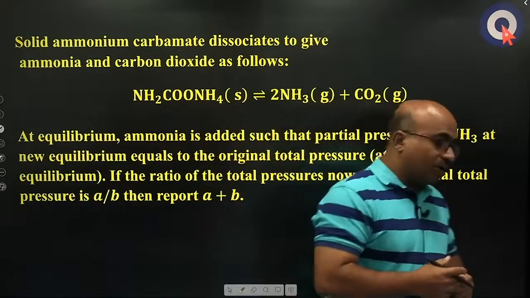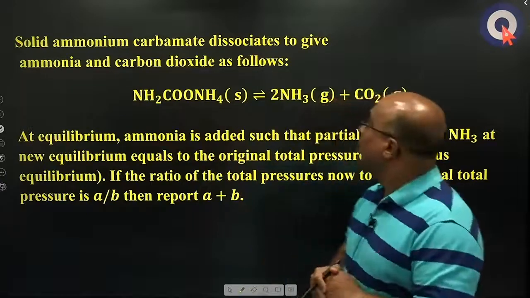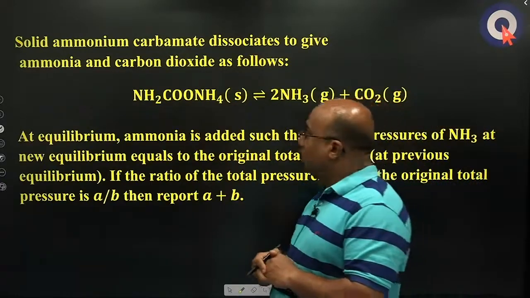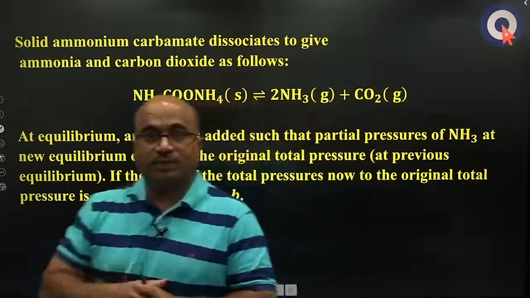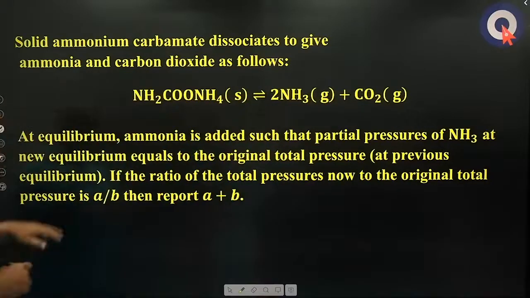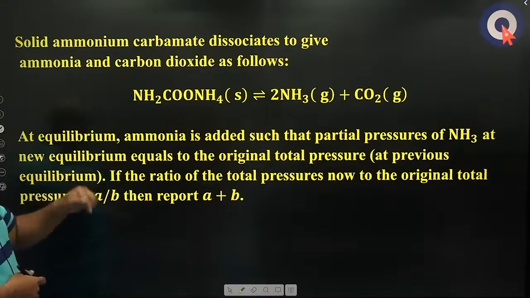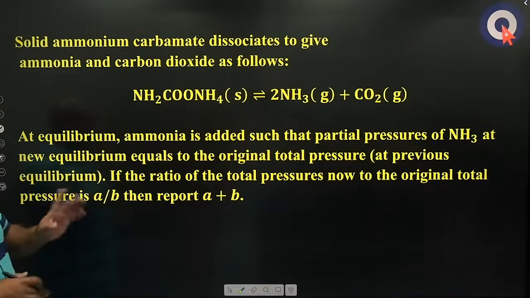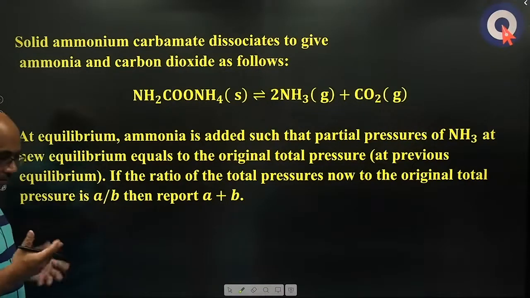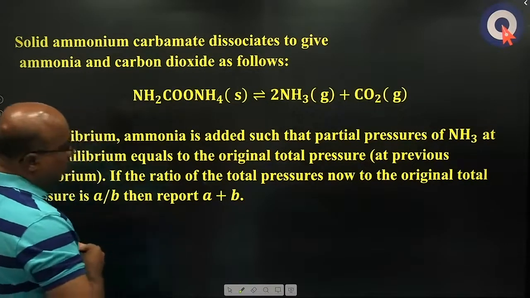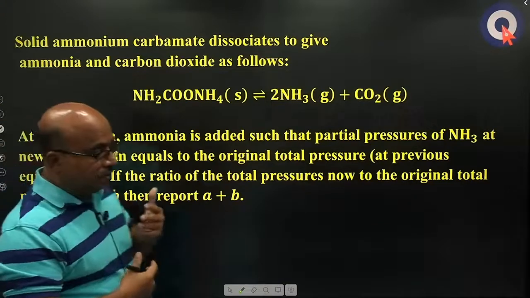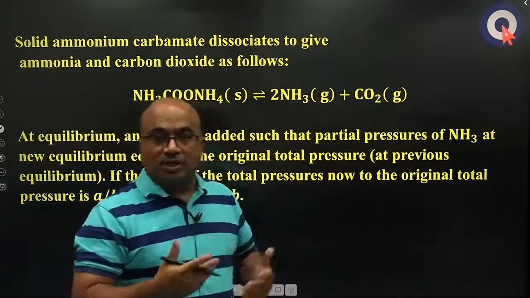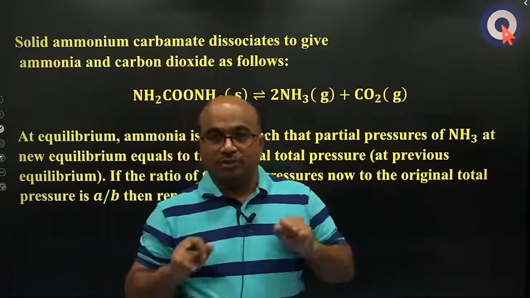Solid ammonium carbonate dissociates to give ammonia and carbon dioxide as per the equilibrium. Now at equilibrium, ammonia is added such that the partial pressure of ammonia at the new equilibrium equals the original total pressure. So some ammonia we added, and after that there is a new equilibrium, because as we add a reactant or a product, the equilibrium might be disturbed.